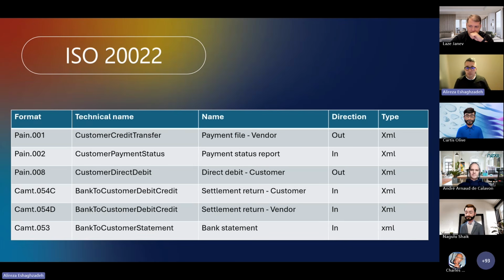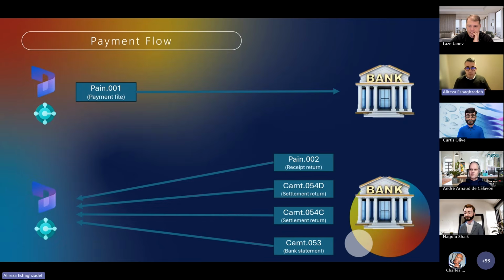So the goal is to understand how Dynamics interacts with this standard and how file structures map to business data such as payment, account, references, and also remittance information. To have a better understanding, I have created a short flow here. In the ERP solutions, finance and operations, Business Central, you name it, once the file has been generated, it is sent to the bank.